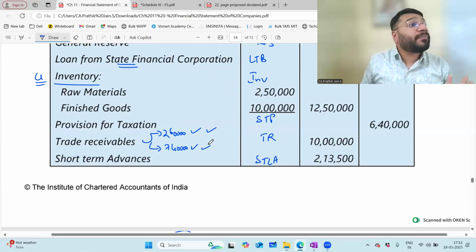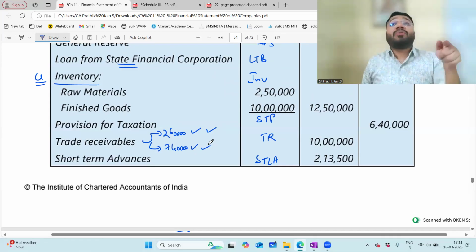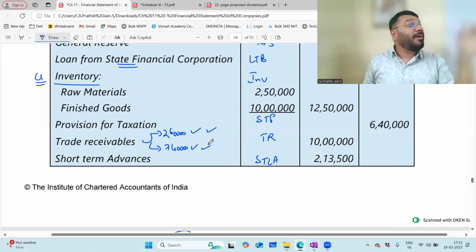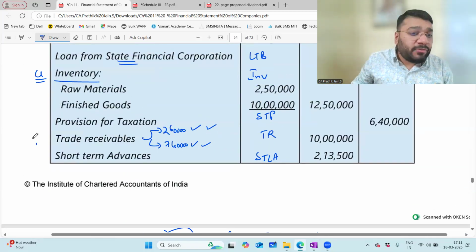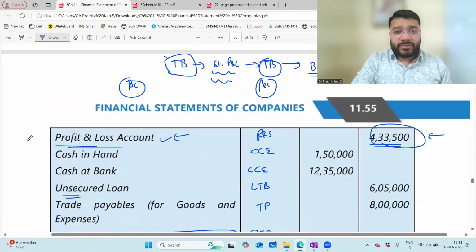So ageing is for whom? Ageing is only for those people whose due date has hit and still they have not made the payment. So ageing is only for those people. So can I put a star mark here? Because I have to disclose this in the notes.